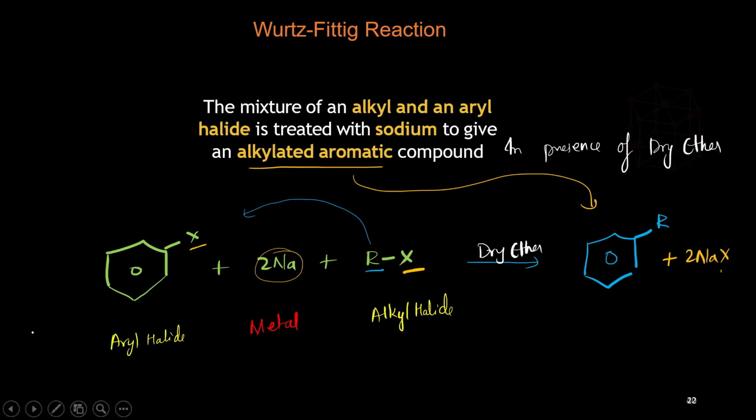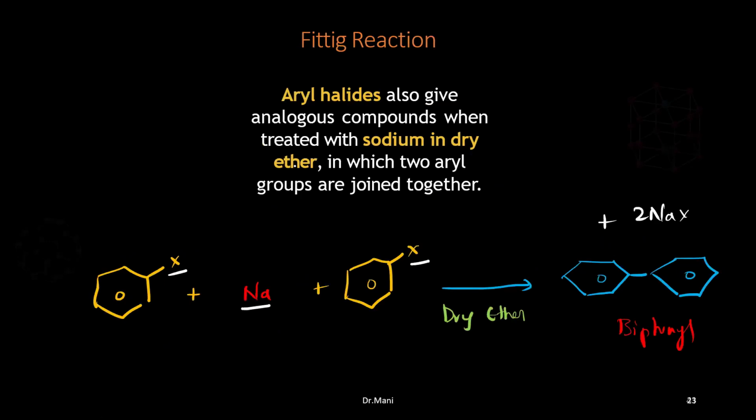So the mixture of alkyl and aryl halide with sodium in the presence of dry ether will give the alkylated aromatic compound. That's a Wurtz-Fittig. And if it is simply plain Fittig, that means you are taking two analogous, the same, aryl halides and treating them with sodium in the presence of dry ether. It gives biphenyl and sodium halide. So whatever phenyl groups are there, they will be joined together. That's what the Fittig reaction means.